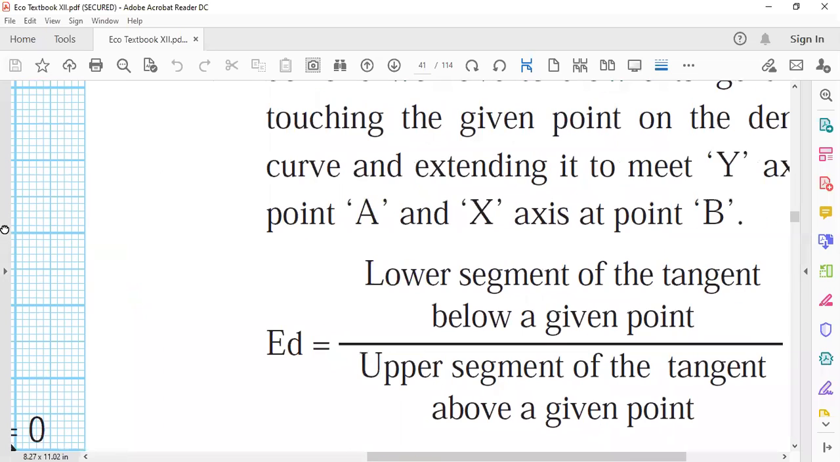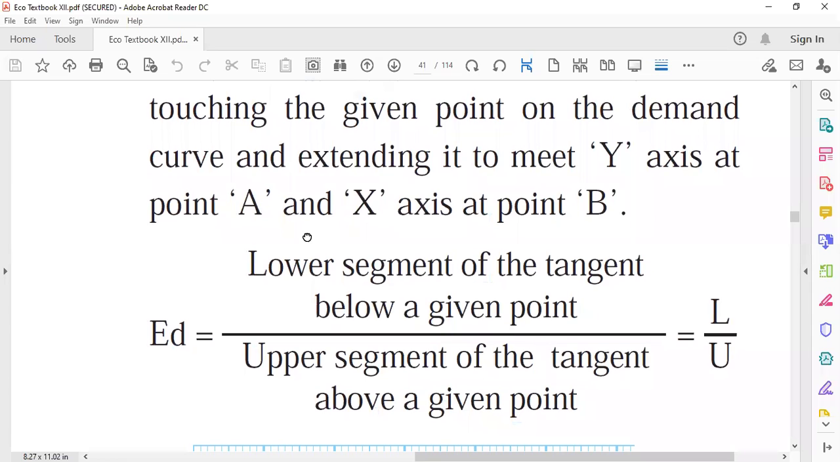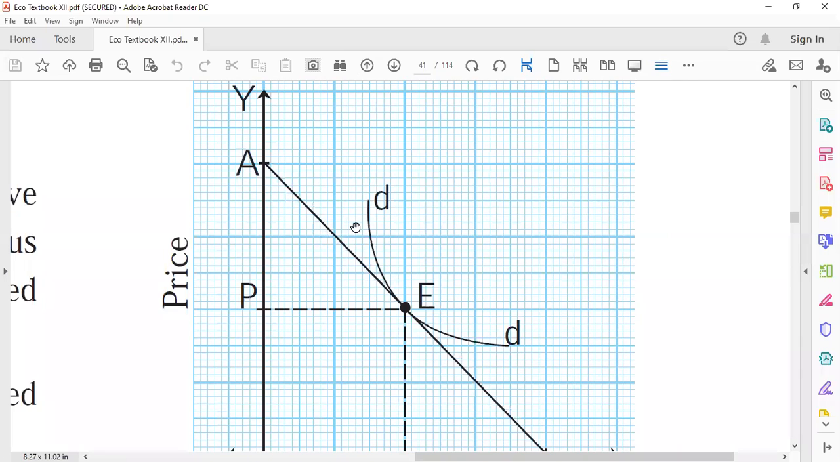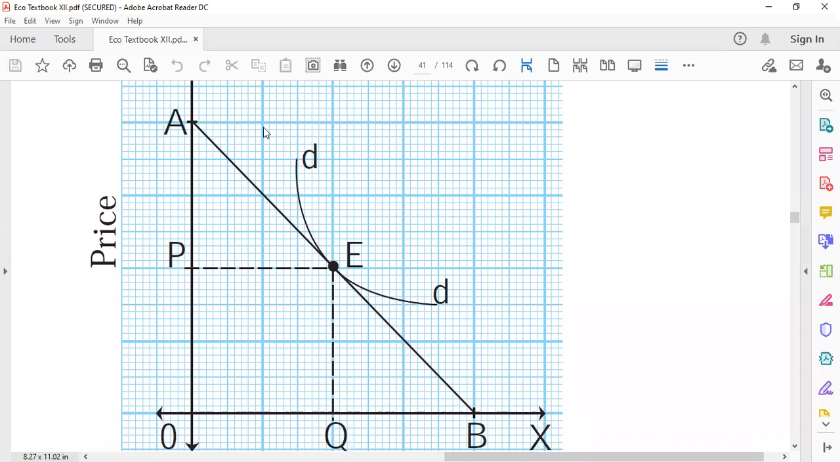Now if the demand curve has a curvature instead of a straight line, then how to calculate the elasticity of demand? In the straight line case, the demand curve was straight, so we extended it and got 2 segments, that is upper segment and lower segment. But here it is a curve. Then how to calculate the elasticity?